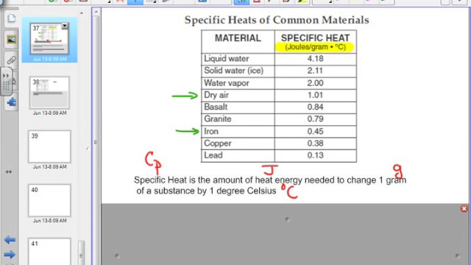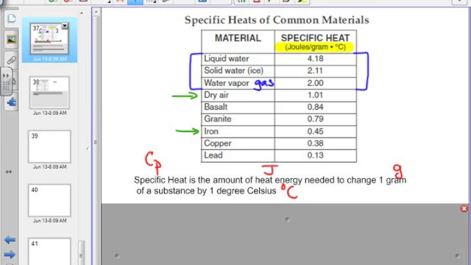Even if we go to the same material but different phases of the same material, like we see right here at the top, this is all water, H2O, but whether it's in liquid, solid, or gas, the water vapor phase, we see that there are actually different numbers for specific heat, different amounts of heat energy needed to change temperature in those different phases.